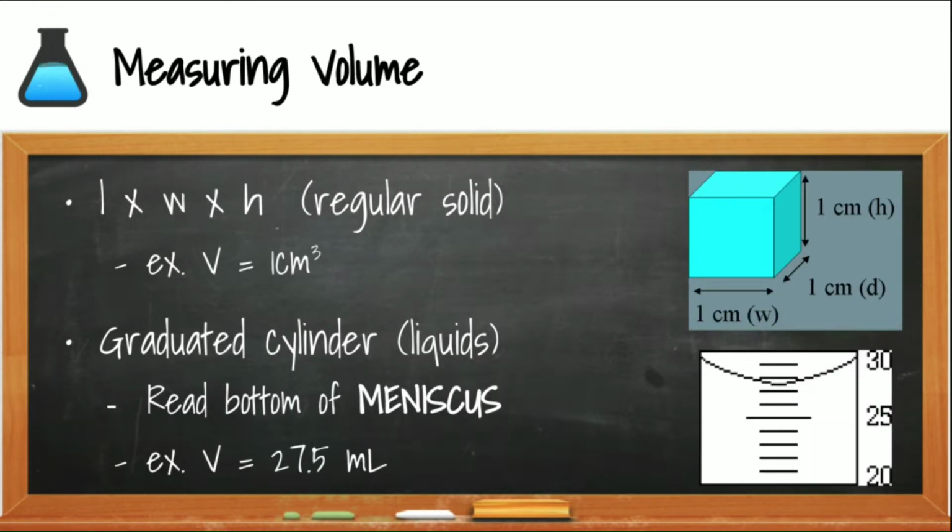From elementary math, we know that taking the volume of a regular solid can be done by multiplying length times width times height. Now, if we're dealing with liquids or gases, we can measure volume in a graduated cylinder. It's important that when we measure graduated cylinders, we always examine them at eye level and we read from the bottom of the curved surface called the meniscus.